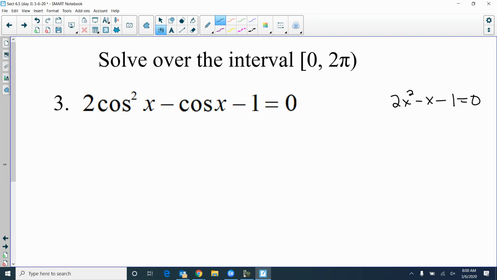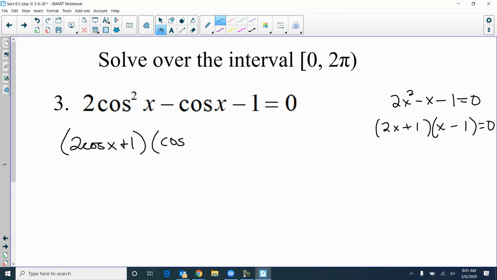So if it helps you think of just in terms of 2x squared minus x minus 1, that's fine. So what's that going to factor into? So it's got to be a 2x and an x. And one's got to be plus and one's got to be minus. All right, I got 2x plus 1 times x minus 1. Does that work? Okay. Now, instead of x, so we really use what? Cosine of x. So I got 2 cosine of x plus 1 times cosine of x minus 1 equals 0.